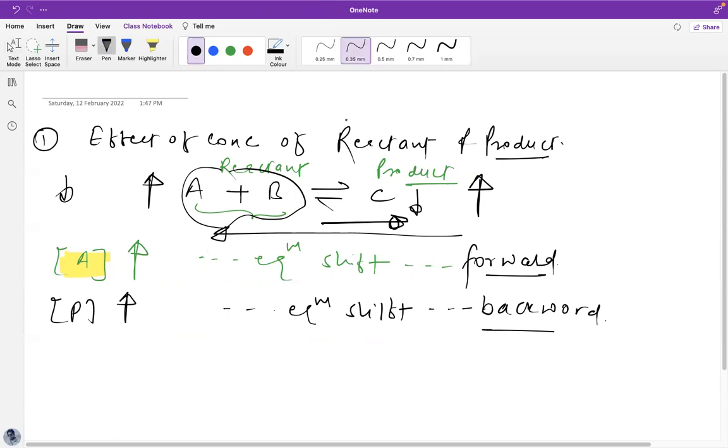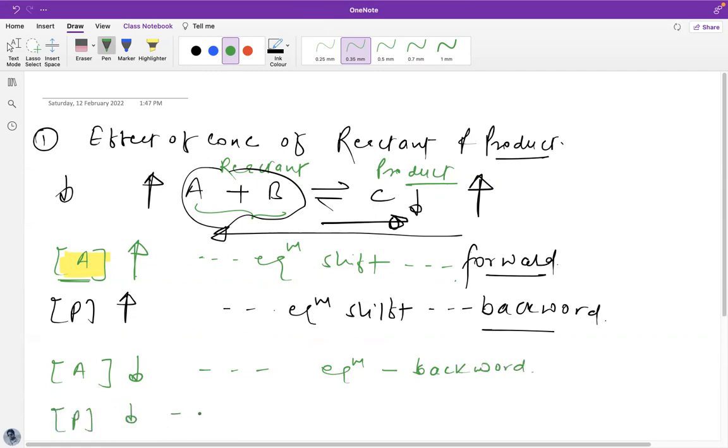And the next is vice versa. If you increase A, forward. What will happen if you decrease A? Then you can say backward. And what will happen if you decrease the product concentration? Then we can say equilibrium shifts forward.